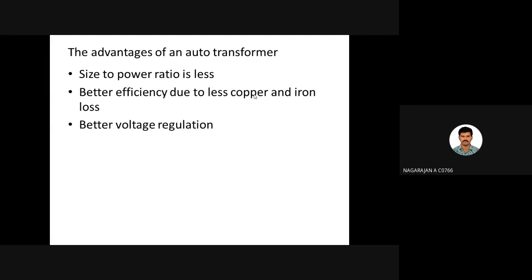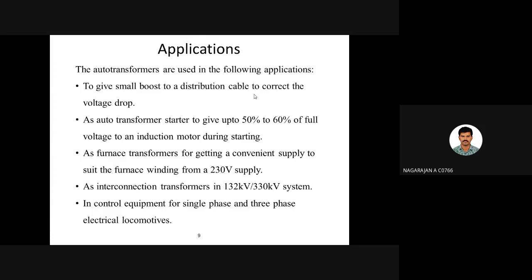The applications of an auto transformer: there are plenty of applications. Auto transformers are used in starting an electrical machine. As starters, we are using them, and we have an experiment in the electrical machines lab. You will start an electrical motor slowly with the help of an auto transformer. Auto transformer application can be compared with the voltage regulator which we have in our house appliances. For example, you can check the fan regulator.